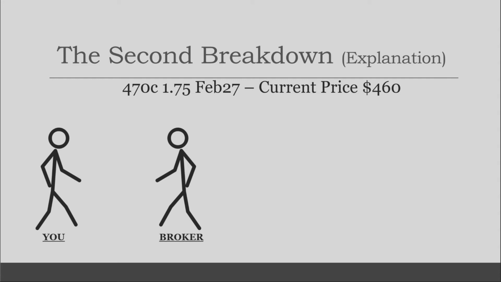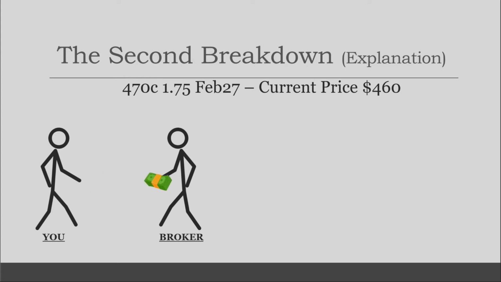Let's say the individual on the left is you, and the individual on the right is your broker. You would approach your broker and tell them, I'll pay you $175 to ensure that no matter what happens to the share price, I get to buy 100 commons for $470 each, so long as I do this before February 27th. Your broker will then respond with, "Okay, you have a deal." You will then take the $175 premium and provide it to your broker.